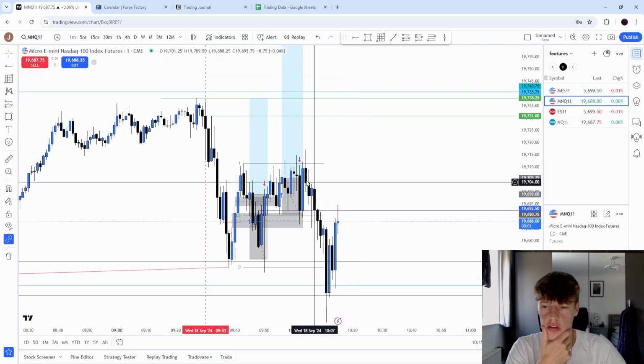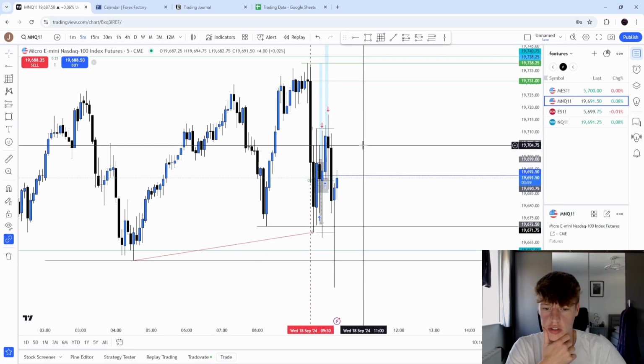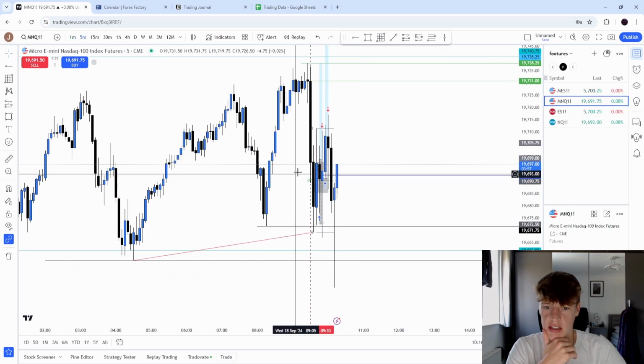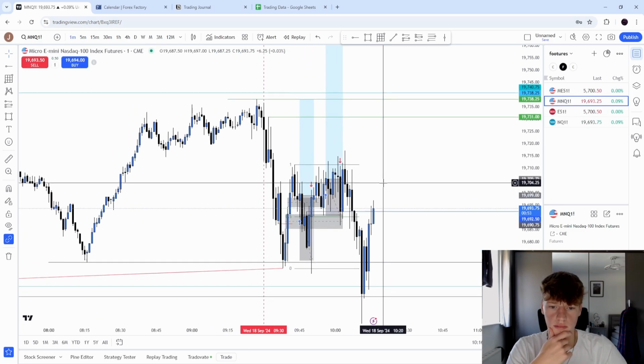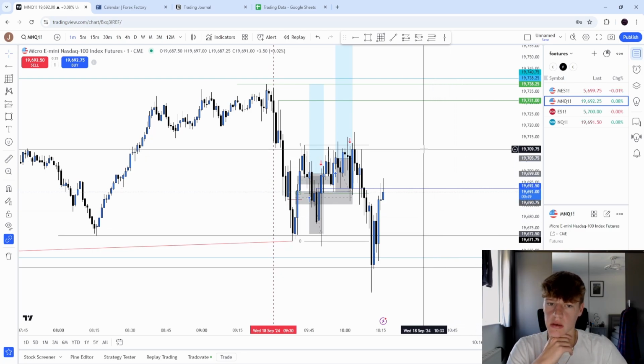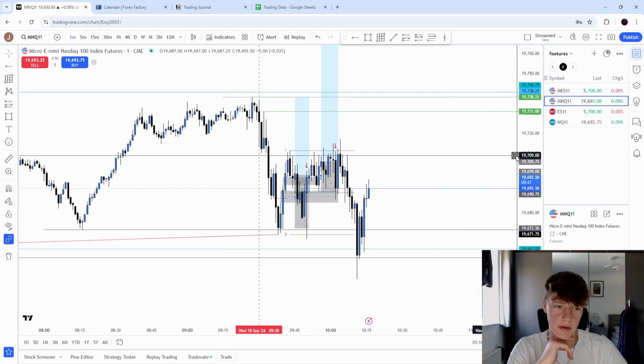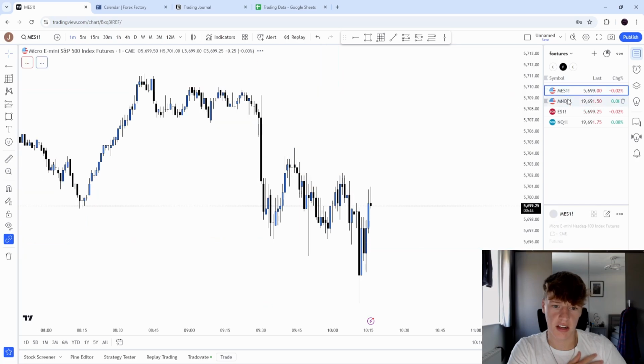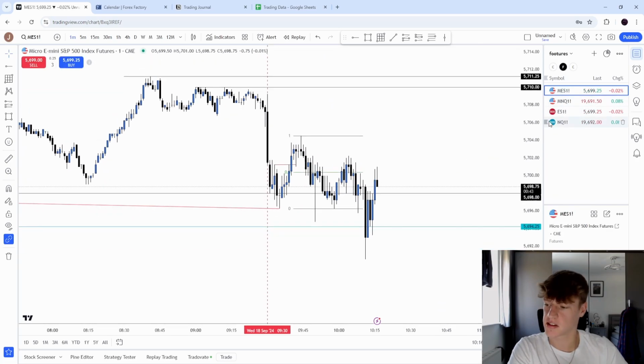We were just a bit too impatient, a bit too rushed. We did get that hourly sweep. We did get that 5-minute down candle close, but it's just... it is what it is. Again, losing streaks happen. There's 4 losses now. Three red days. But again, as I said, we've had good risk management. We've only been 1% down.